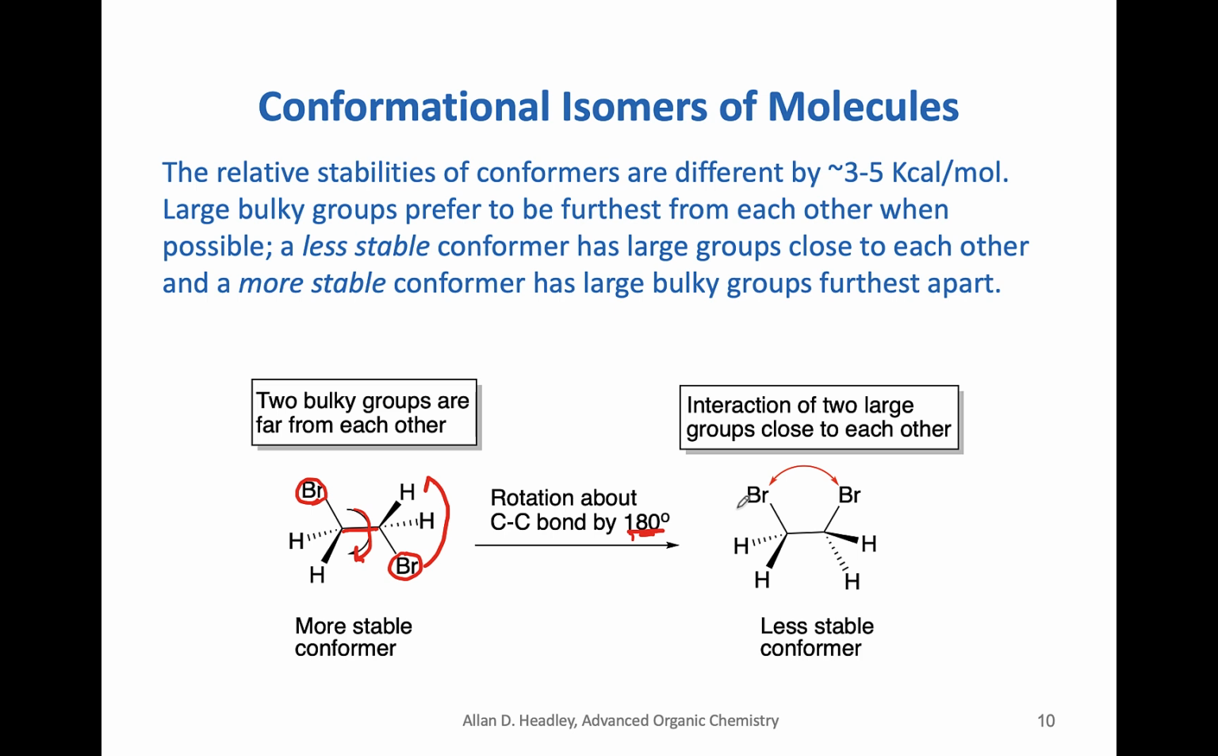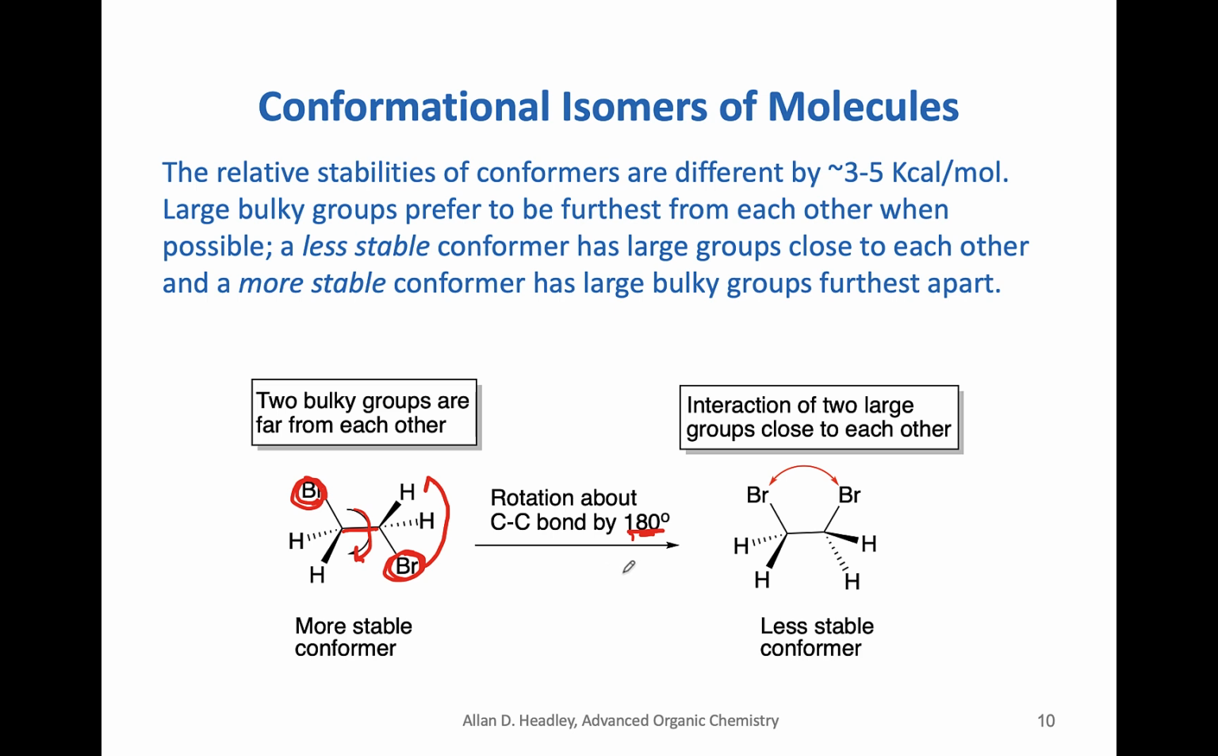Large groups tend to want to be as far as possible from each other. So here's the bromine, pretty large. Here's another bromine, pretty large. So it goes in the anti-conformation, more stable based on that definition.